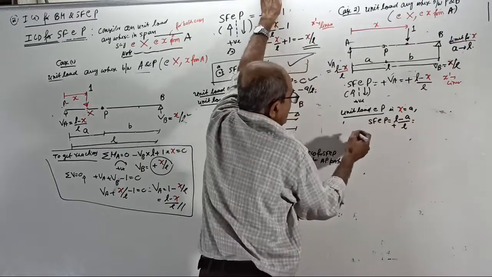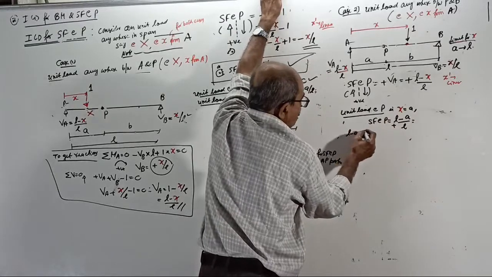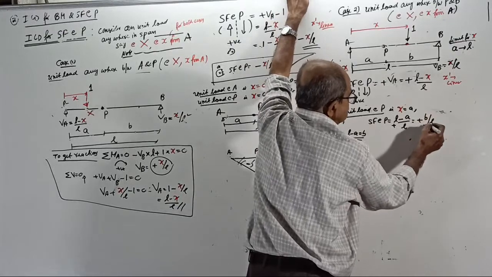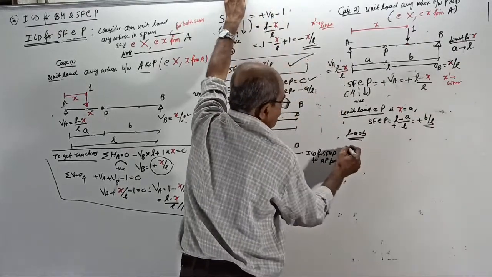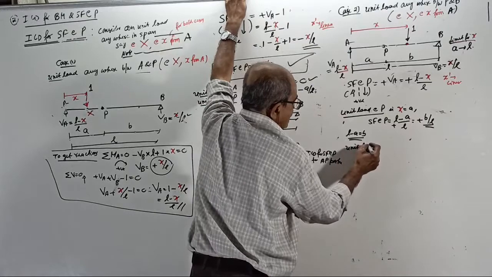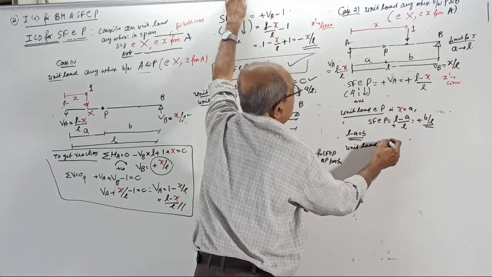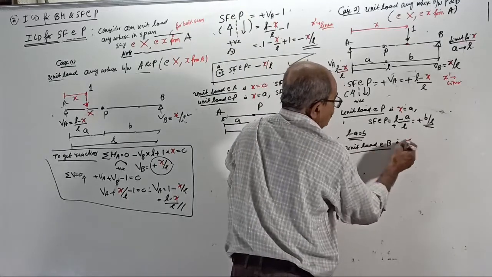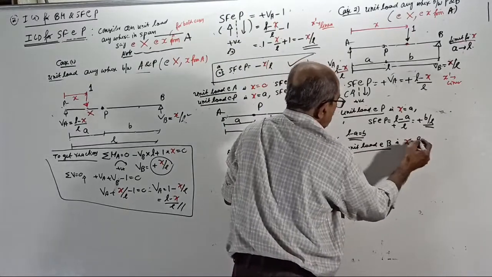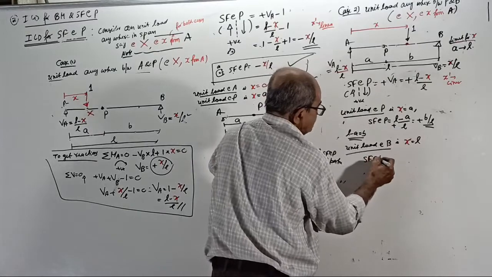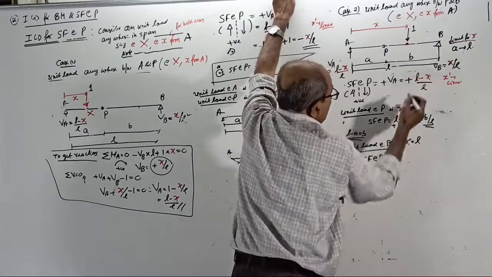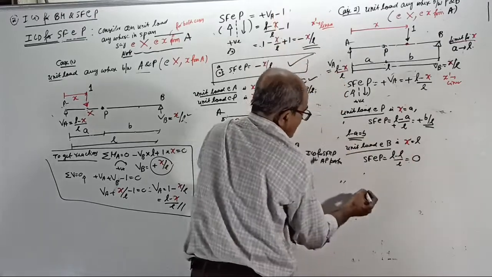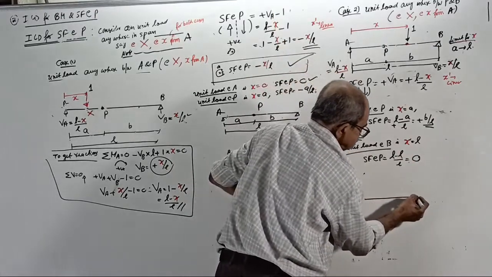But you know that L minus A equals B. So you can tell plus B by L. Then unit load at which point? At B. Means that X equals L. When X equals L, then shear force at P equals (L minus L) 0 by L, equal to 0.